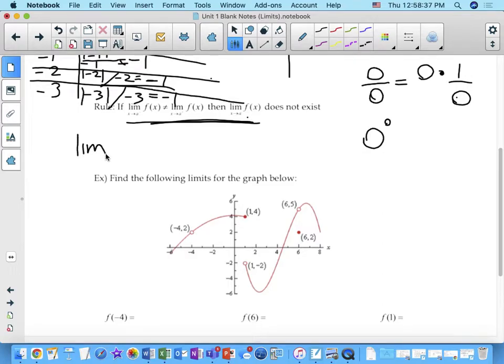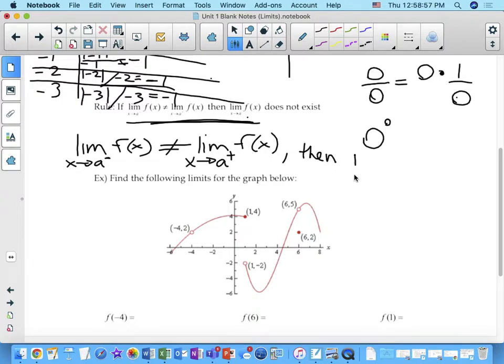If the limit as x approaches a from the left of f of x does not equal the limit as x approaches a from the right of f of x, then the limit as x approaches a of f of x does not exist.